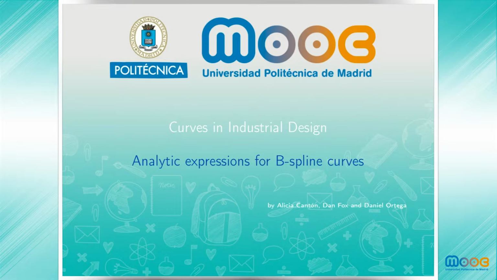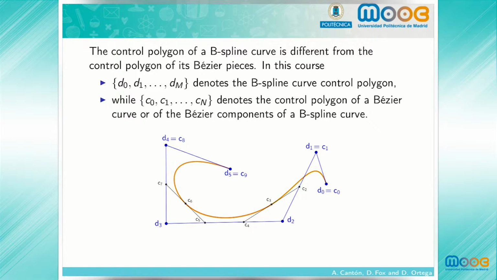Curves in industrial design. Analytic expressions for B-spline curves. The control polygon of a B-spline curve is different from the control polygon of its Bezier pieces.